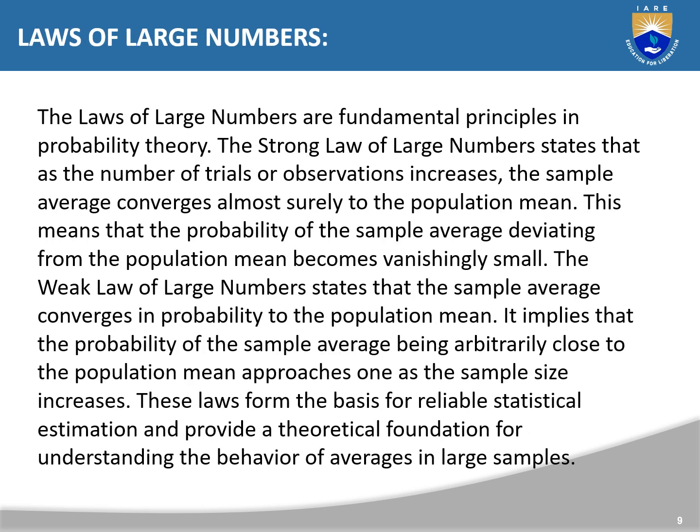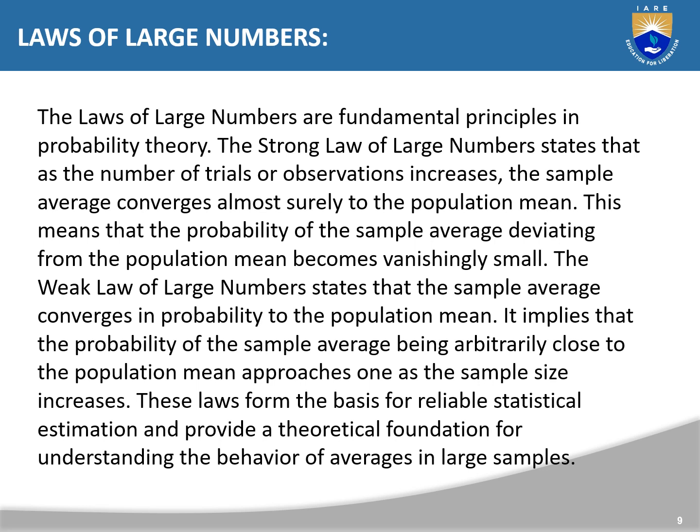Now let's look at the laws of large numbers. The laws of large numbers are fundamental principles in probability theory. The strong law of large numbers states that as the number of trials or observations increases, the sample average converges almost surely to the population mean. This means that the probability of the sample average deviating from the population mean becomes vanishingly small.